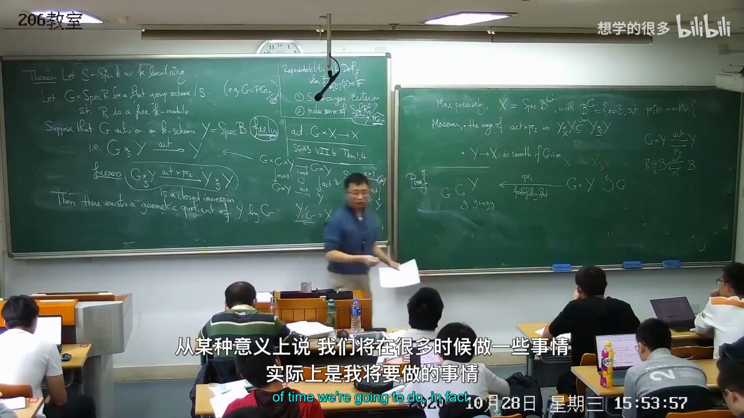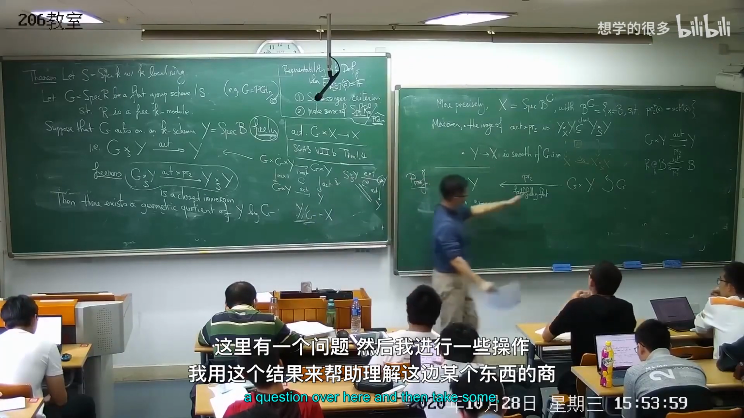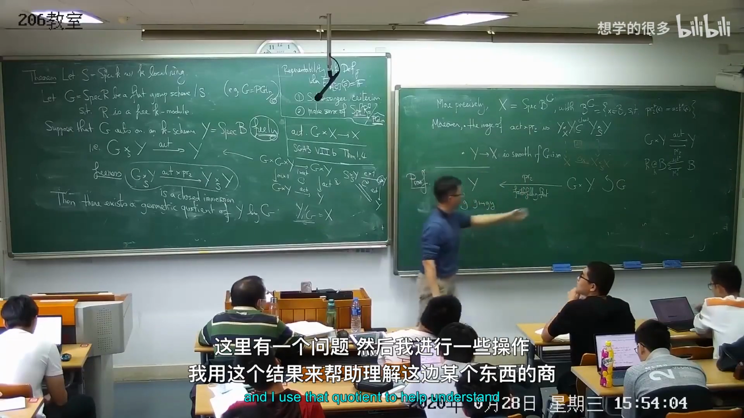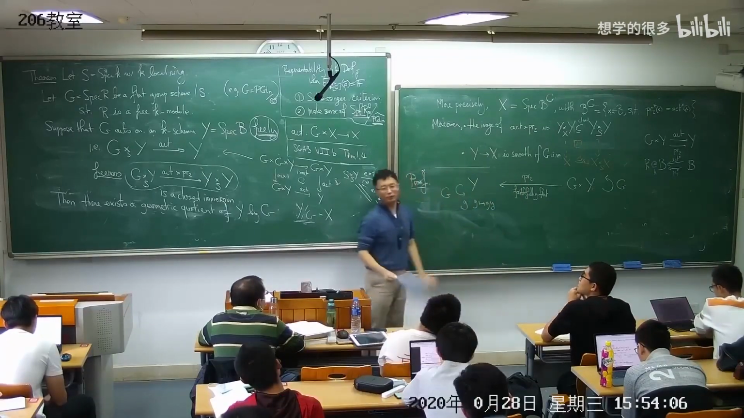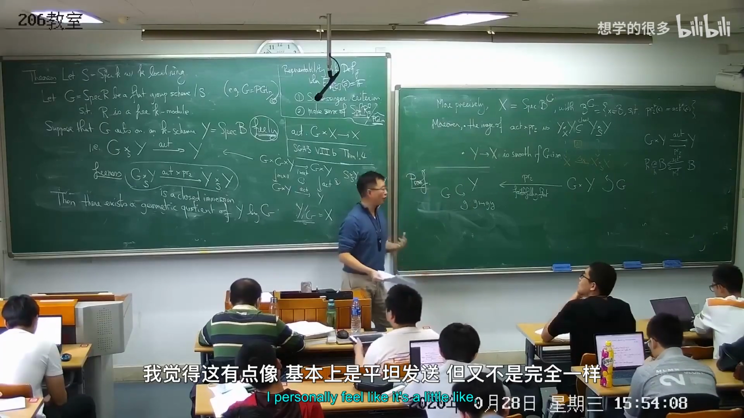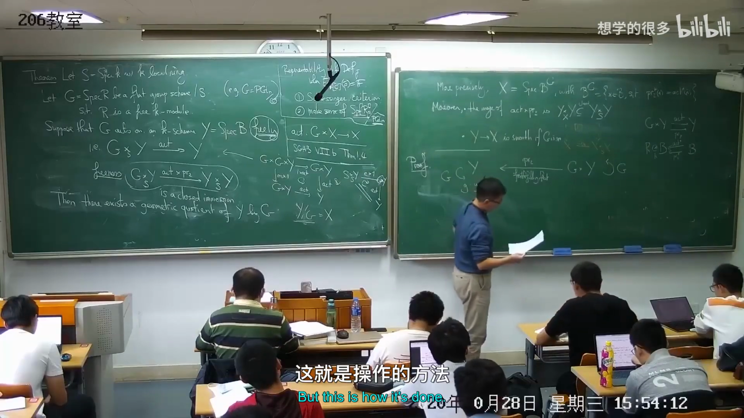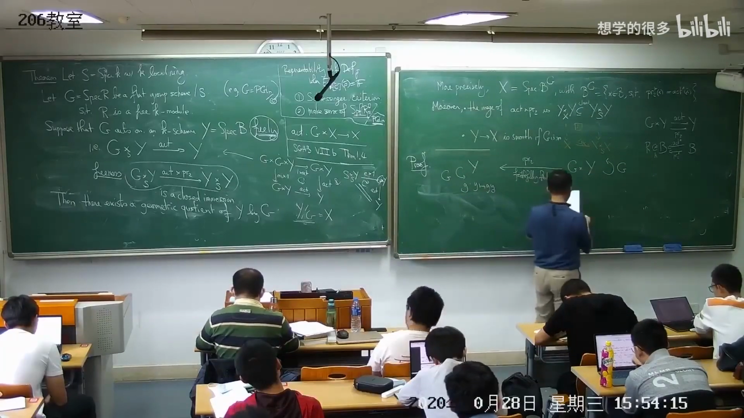In the sense that a lot of time we're going to do, in fact, in some sense I'm going to do a quotient over here, and then use that quotient to help understand the quotient over here. In some sense, I personally feel like it's a little like faithfully flat descent, but not quite the same. But this is how it's done. So G would act on this.